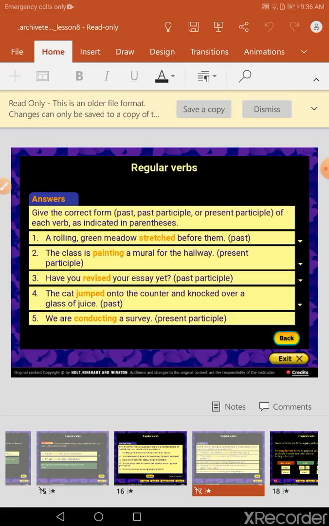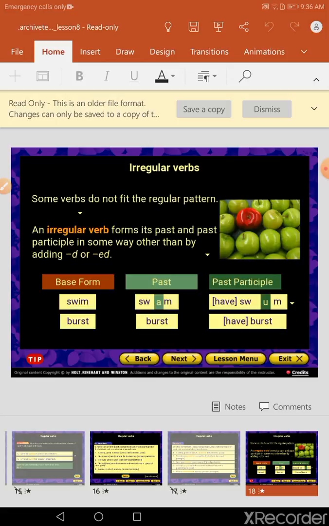The next point, irregular verbs. He said some verbs do not fit the regular pattern. He means that you cannot add d or ed in order to form the past and the past participle. An irregular verb forms its past and past participle in some way other than adding d or ed, like the verb swim, for example. Swim, swam, swum.